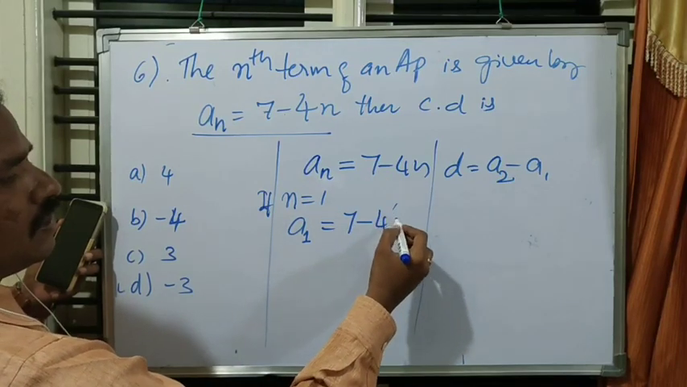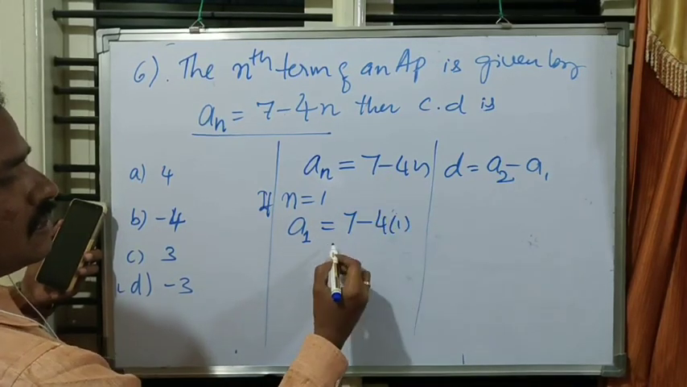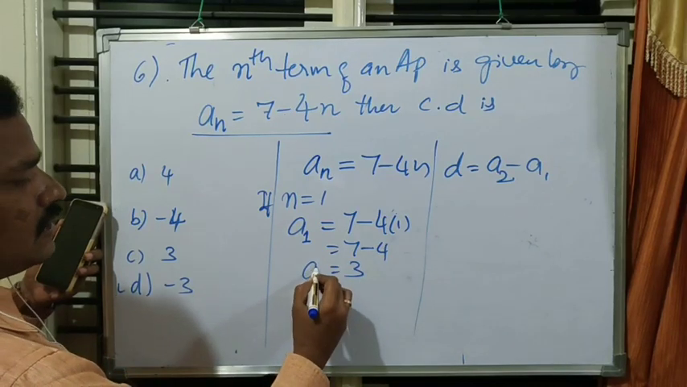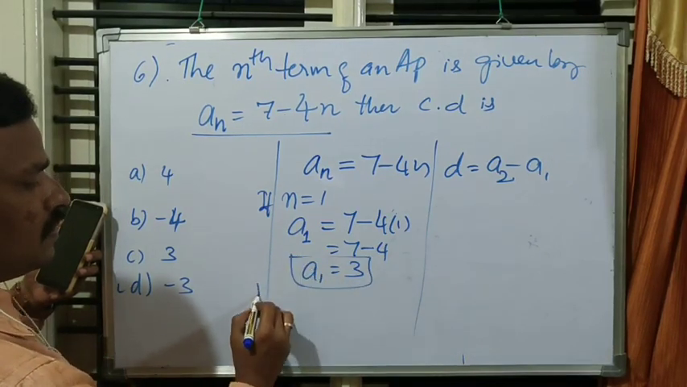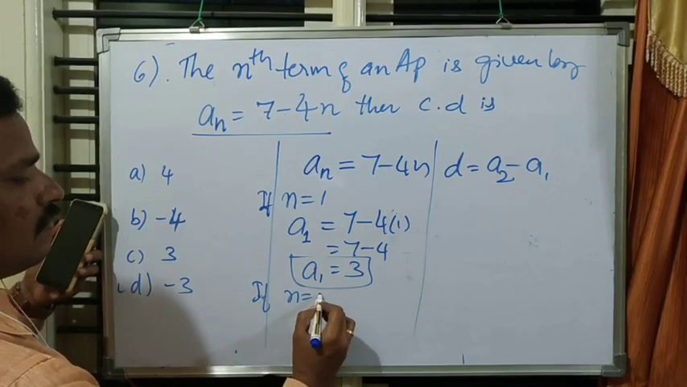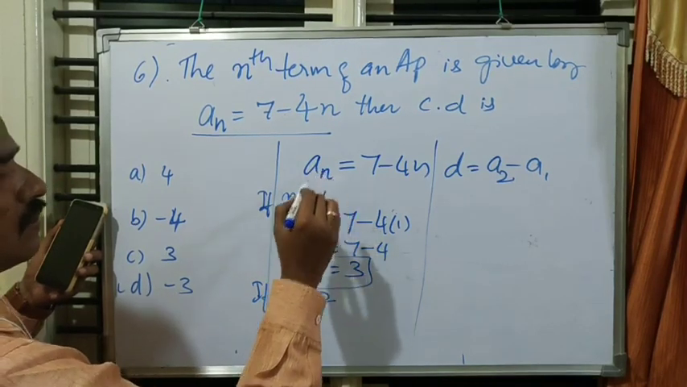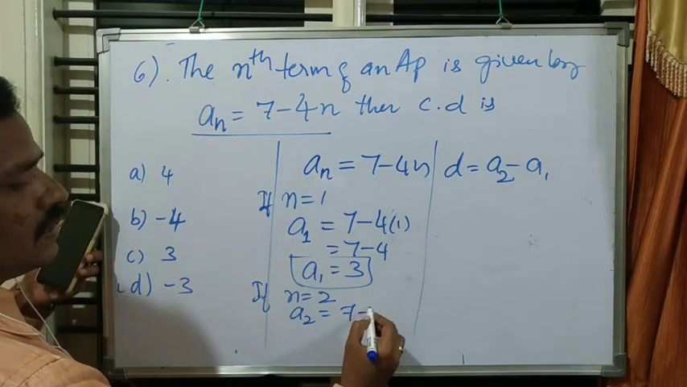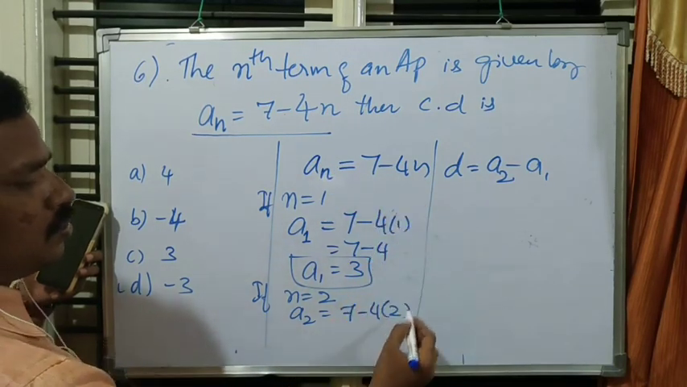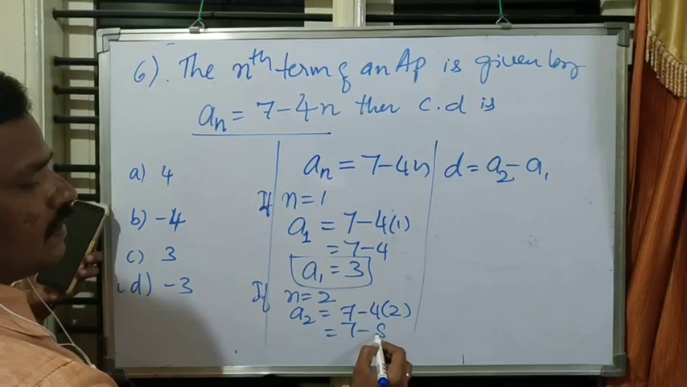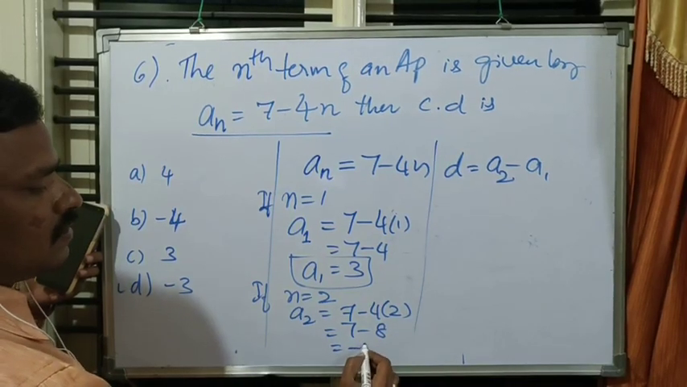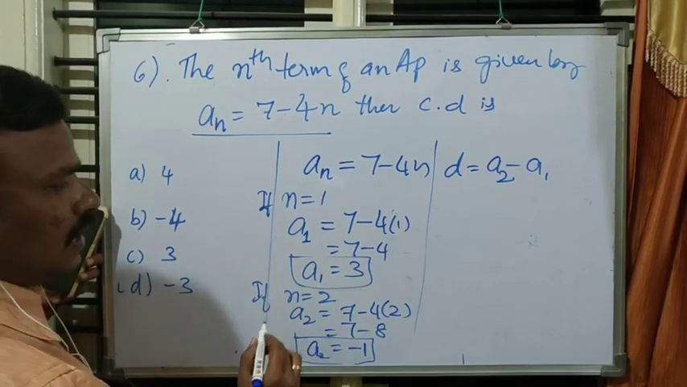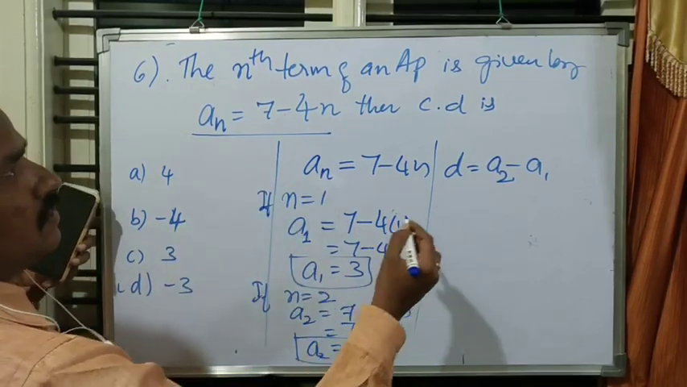7 minus 4 into 1, so that is 7 minus 4 ones are 4, 7 minus 4 is 3. This is the a1 value. In the same way, for n is equal to 2, a2 is equal to 7 minus 4 into 2, that is 4 2s are 8, 7 minus 8 is equal to minus 1. Here we found the a1 value and a2 value by the nth term.